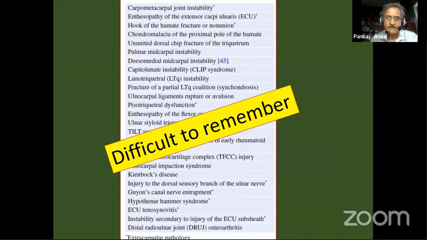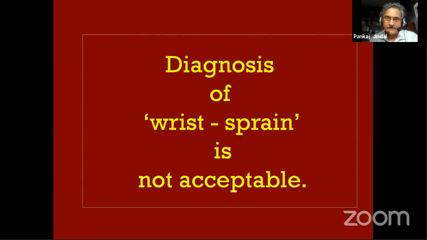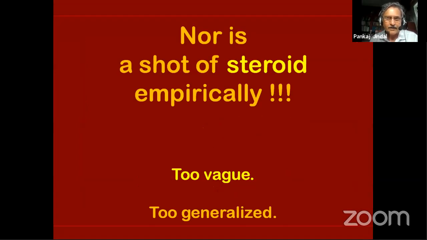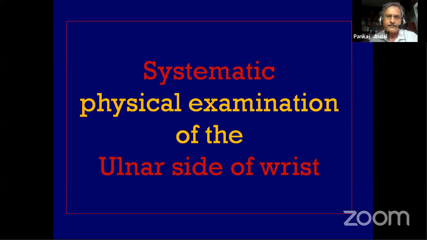That's very tough. And equally tough is the fact that if you make a diagnosis that the patient has got wrist sprain, it is not acceptable. Nor is it acceptable to say, I'll give you a shot of steroid. That's extremely empirical in today's era. It's too vague and too generalized. Therefore, you have to have a systematic examination of the ulnar sided wrist pain.